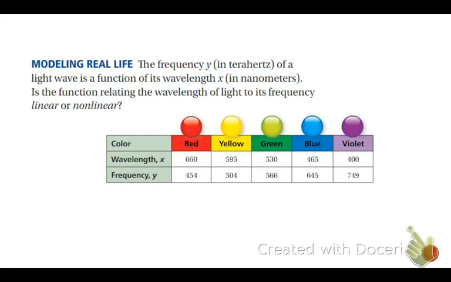Okay, so the frequency in terahertz of a light wave is a function of its wavelength in nanometers. Okay, so the color red has a wavelength of 660 nanometers and a frequency of 454 terahertz. Okay, that's how you perceive the color red.